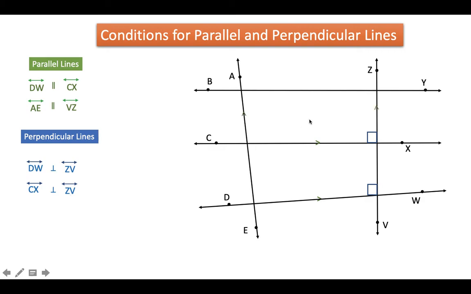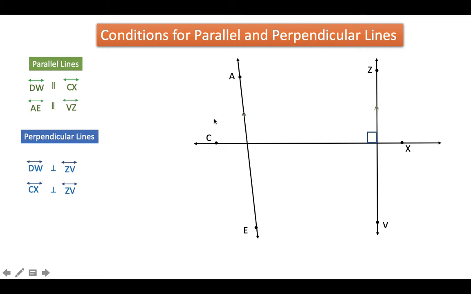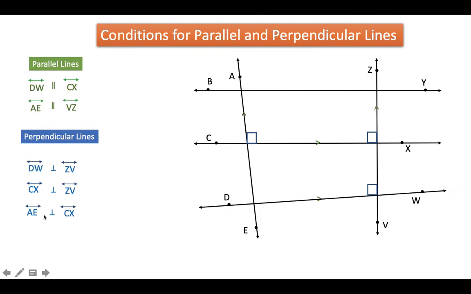And that is the same situation with these two parallel lines cut by the transversal line CX. Since ZV is perpendicular to line CX, it also follows that AE is perpendicular to line CX because line AE and line ZV are parallel with each other. So we can write line AE is perpendicular to line CX.